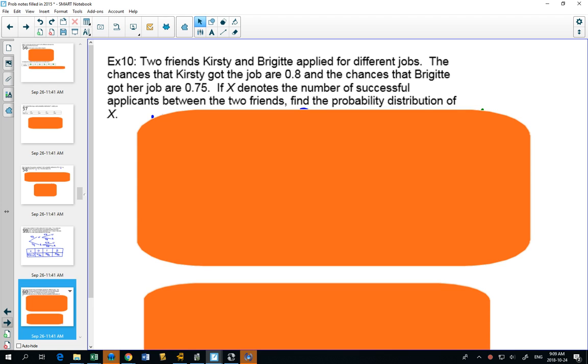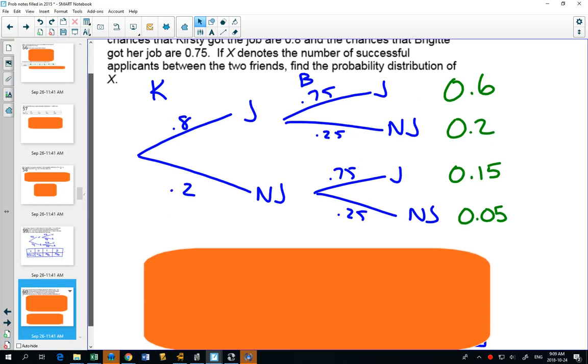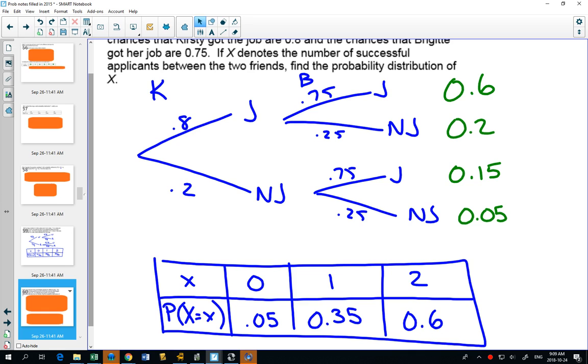And the last one, I have J for job and J for non-job. X denotes the number of successful applicants. So we could have both of them non-successful, or both of them successful, or just one getting the job.